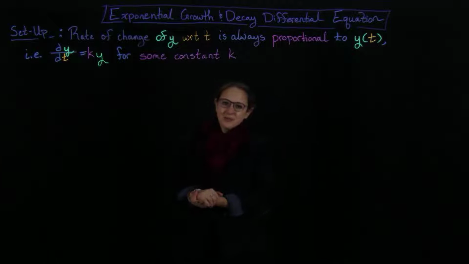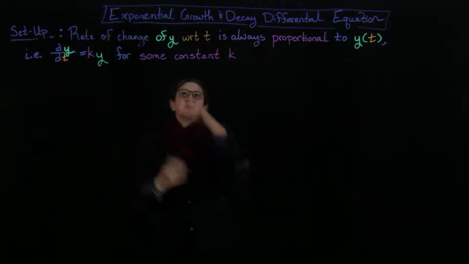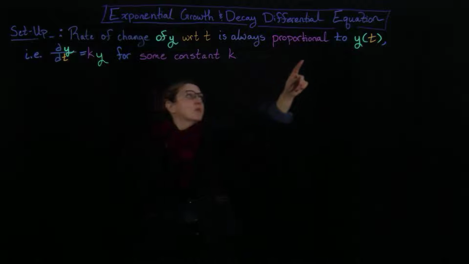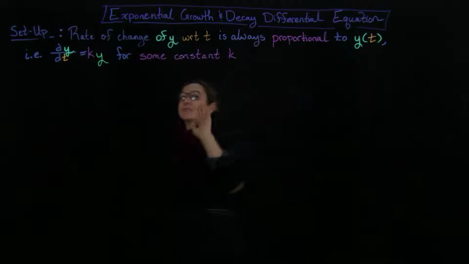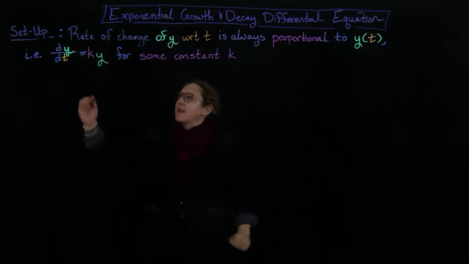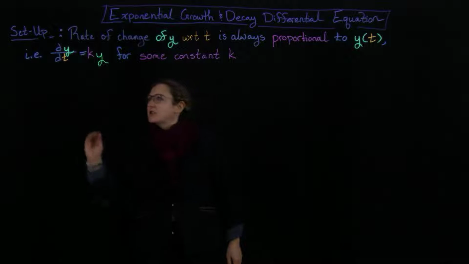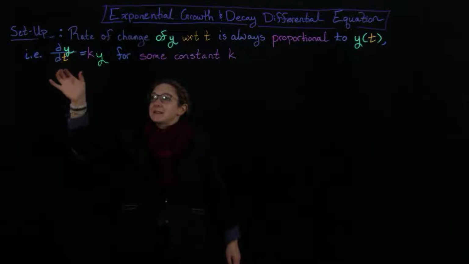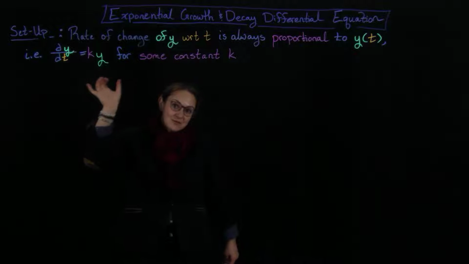Welcome. In this lecture, we're going to talk about the situation where the change of y with respect to your input t is proportional to the value of y at t. This is a very common circumstance, and it's going to turn into an exponential growth and decay situation. So the derivative of y with respect to t is the same function as k times y.